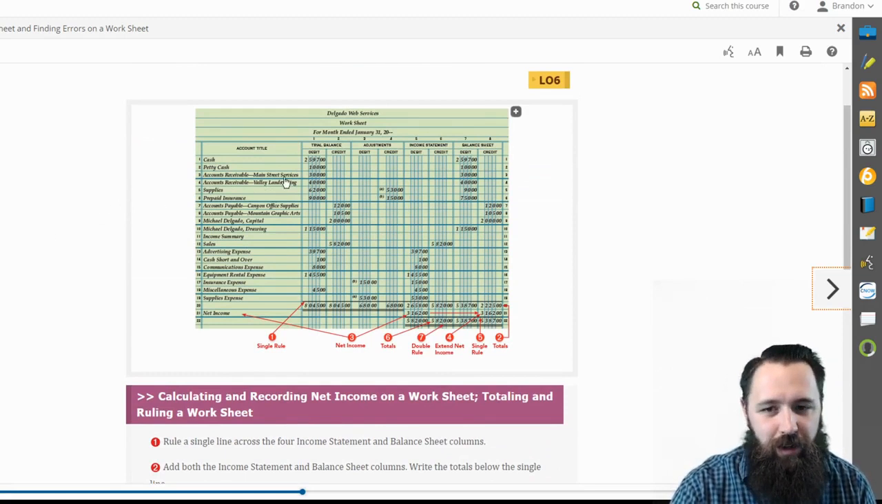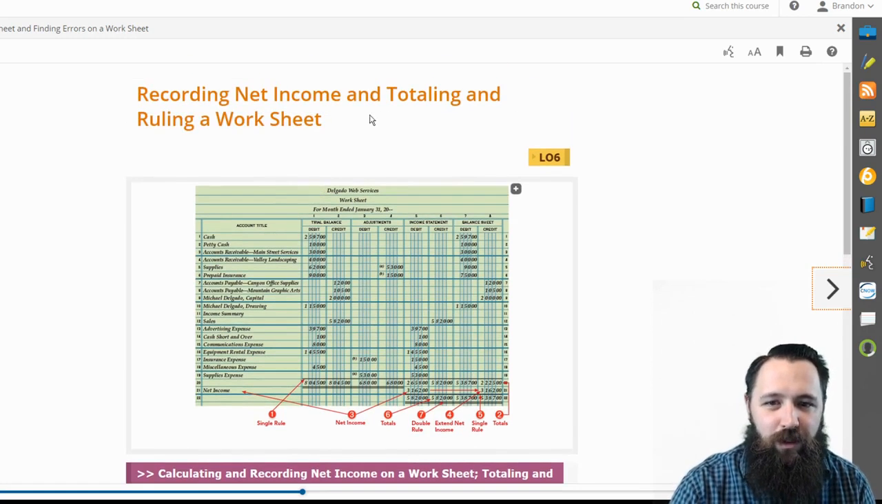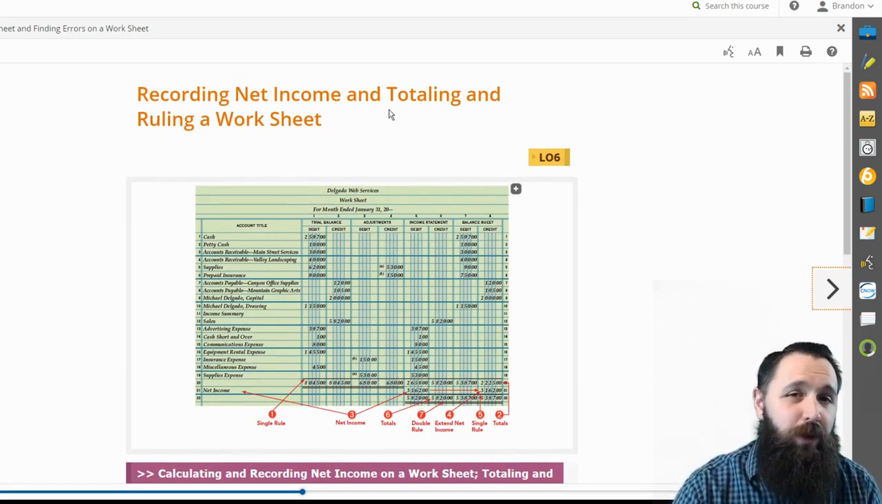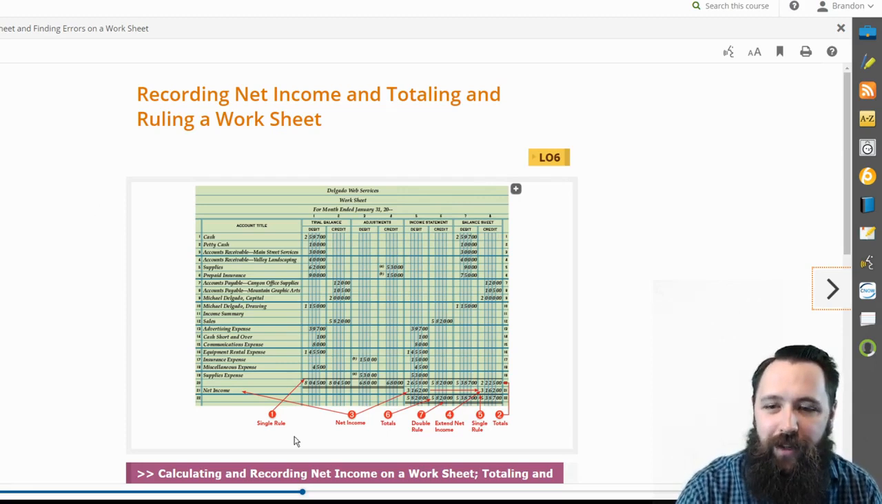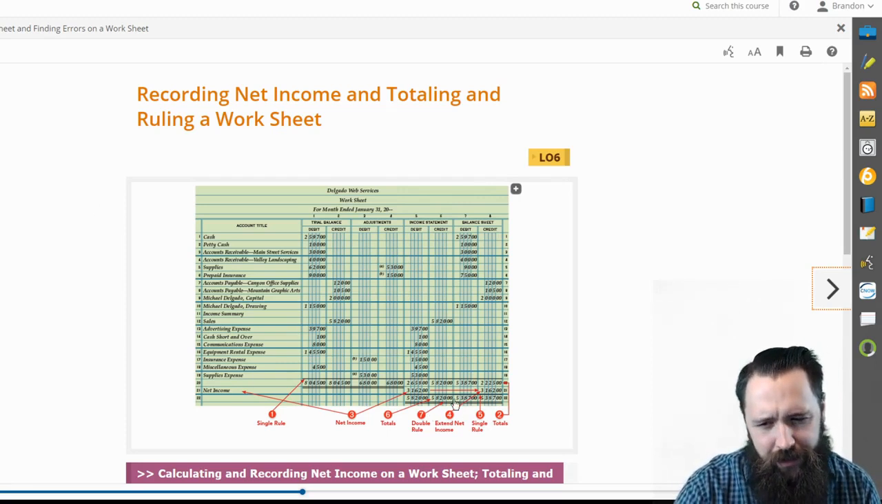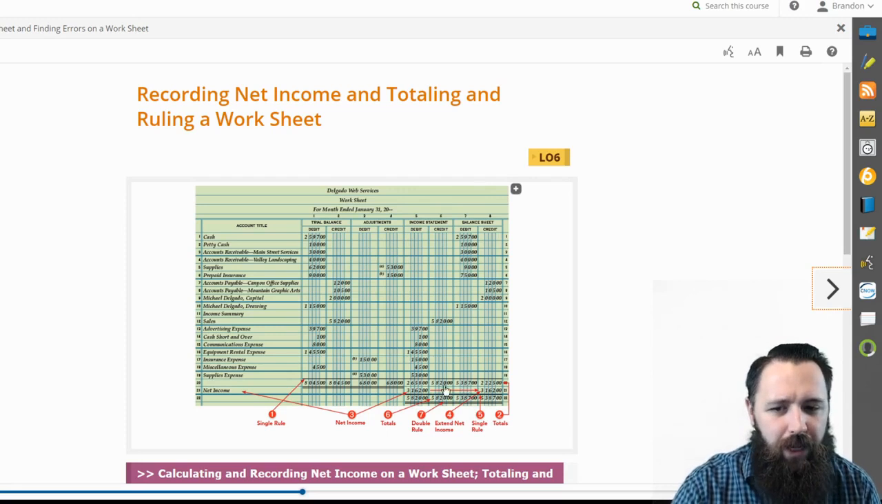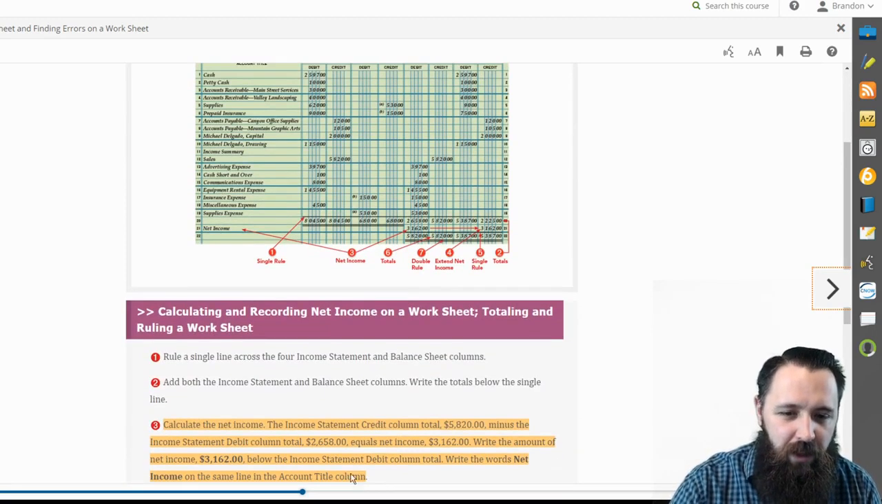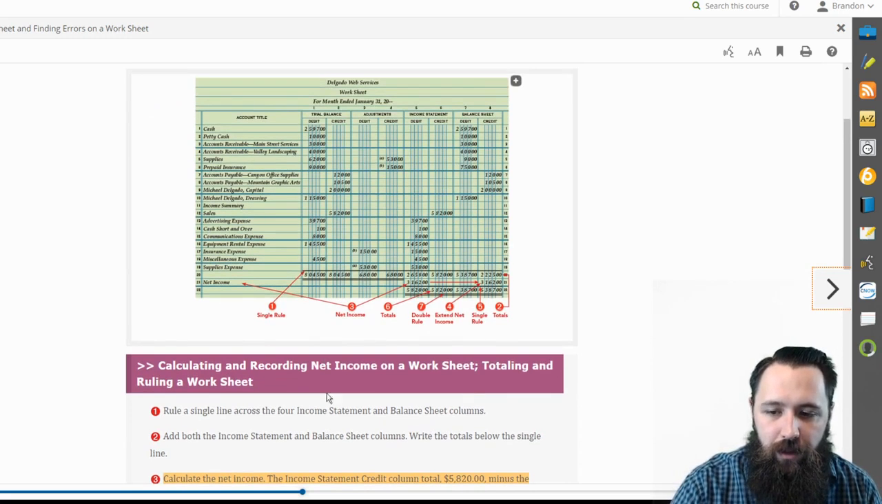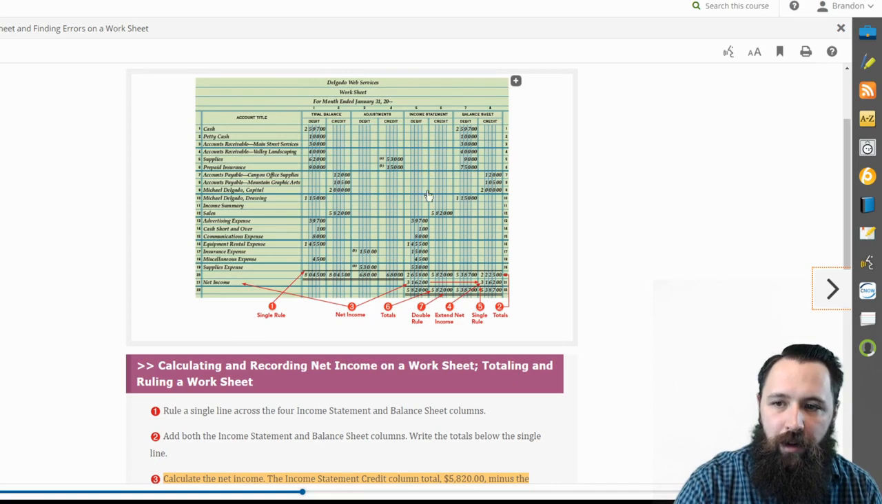So let's just go through this, and I'm going to go through each step because there's a lot of arrows here and it gets a little bit confusing. But just remember that when we're totaling and ruling a worksheet, that really means we're just adding everything up. Okay, so it looks really complicated, and one step in here is a little bit complicated, but the rest of it's just kind of adding. So the first one says rule a single line across the 4 income statement and balance sheet columns. So all that we're doing here is drawing a single line, and we're on our worksheet, under income statement and balance sheet. So we draw a single line under here.